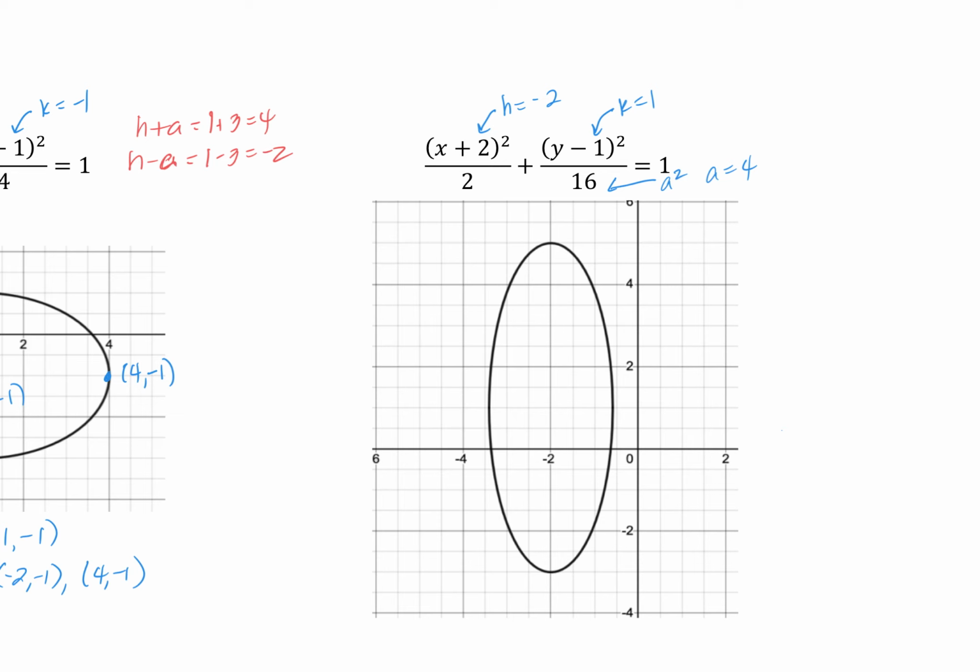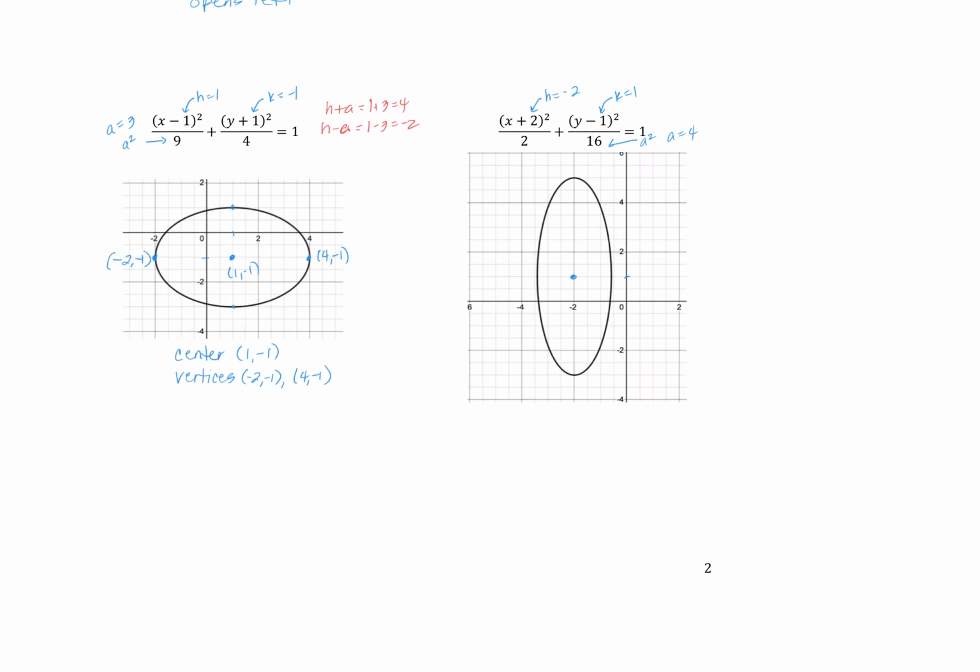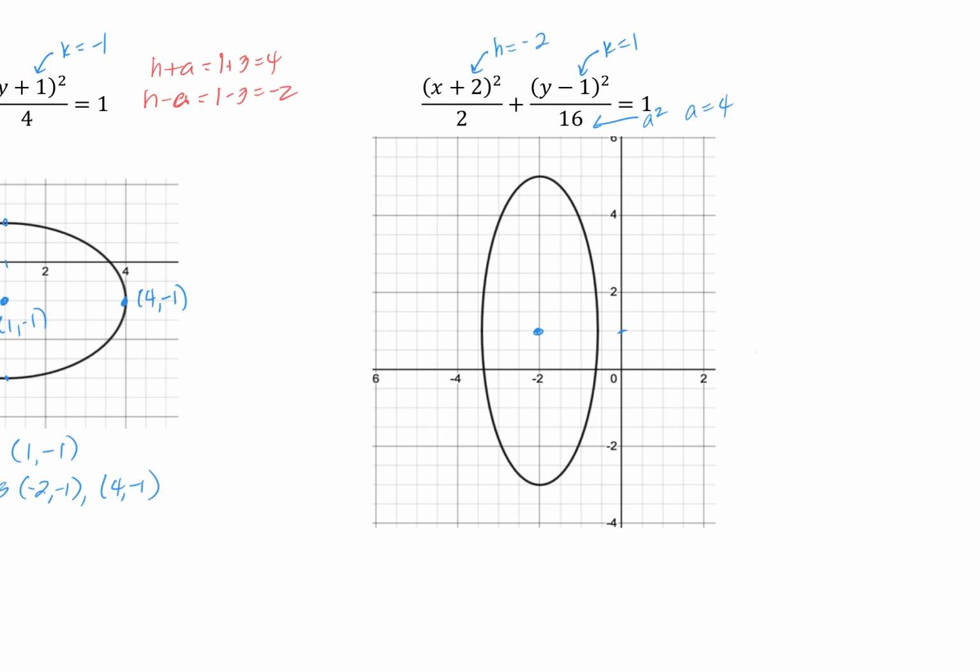Is that right? -2, +1. Yeah, that seems to make sense with the graph. Let me move this around a little bit. Okay, so center -2, 1. What about vertices?